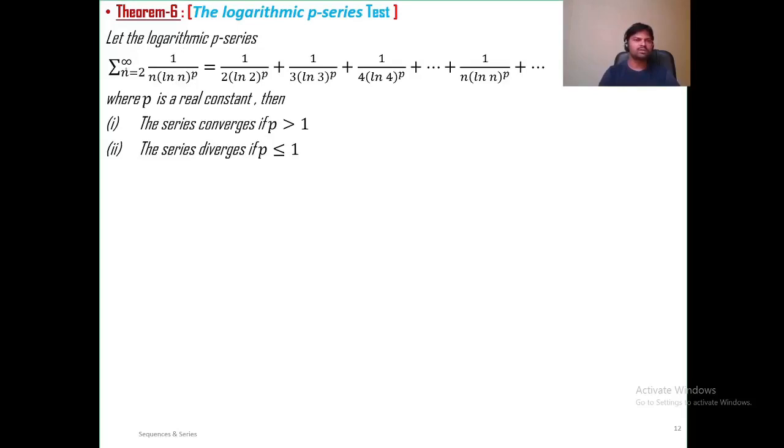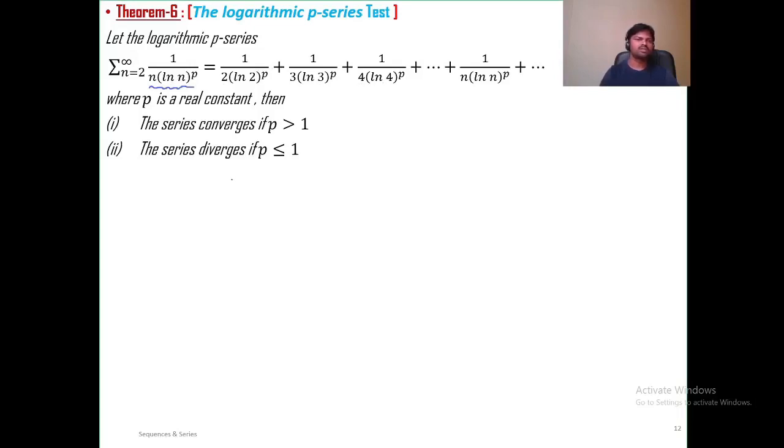Now let us run the series. n is starting from where? 2, right? So now substitute n is 2: 2 into (ln 2) whole power p. Next substitute n is 3: 3 into (ln 3) whole power p. 4 into (ln 4) whole power p. The power p is only for ln, not for n. That you have to understand here. The power p is only for the log function, not for n.